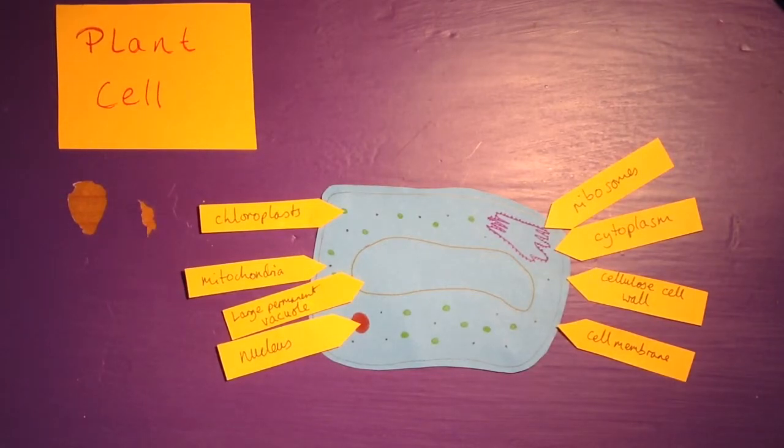Now when the cell has a lot of water, this gets absorbed by the vacuole, which contains cell sap as well, and it presses out on the cytoplasm, which presses out on the cell membrane, which presses against the cell wall. And this is what makes the plant hard or turgid.